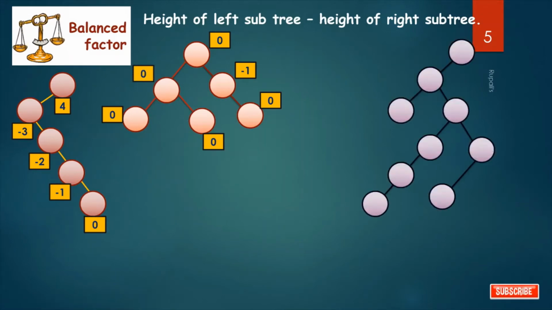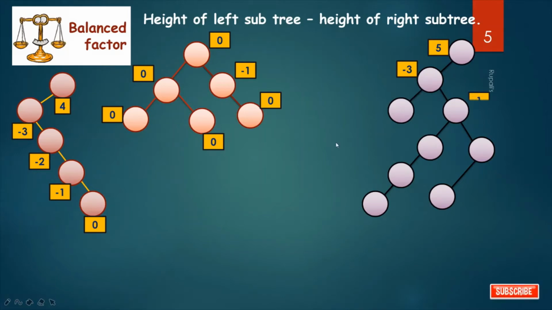Now come to this tree. For this node, it is 5. Why 5? See, maximum depth is called height. So maximum depth for left is 1, 2, 3, 4, 5. So it is 5. Right is 0. So it is 5. For this node, it is minus 3 because left subtree is 1, right is 1, 2, 3, 4. So 1 minus 4, it is minus 3.